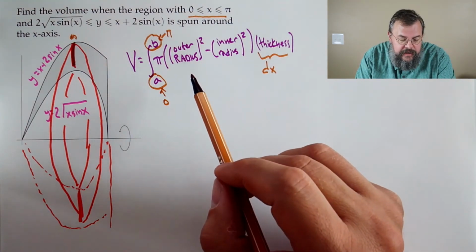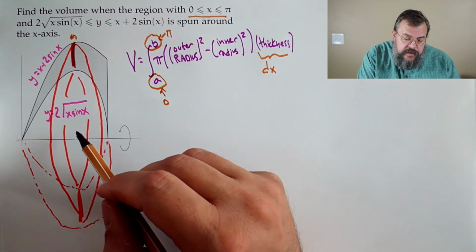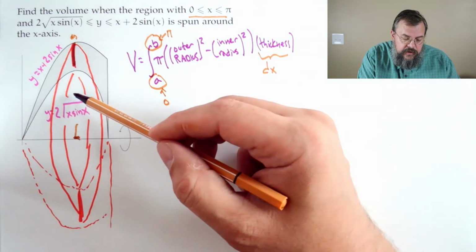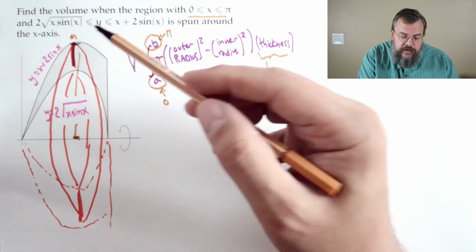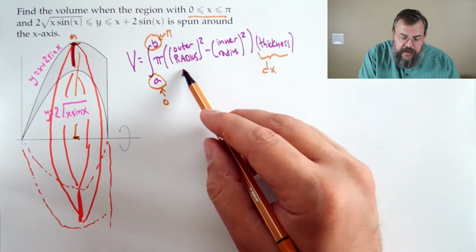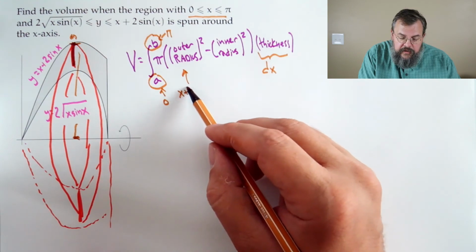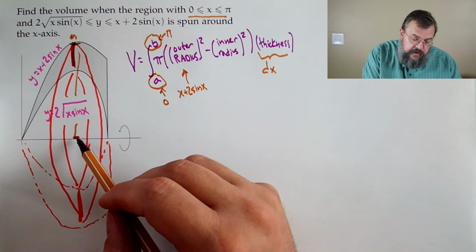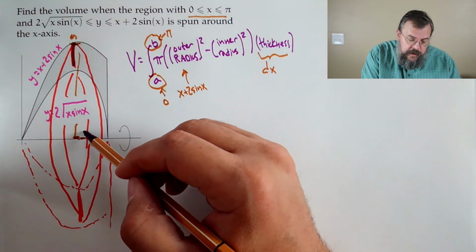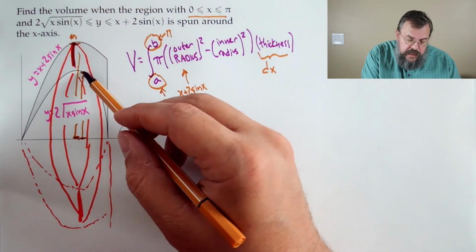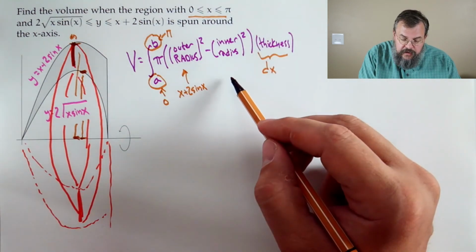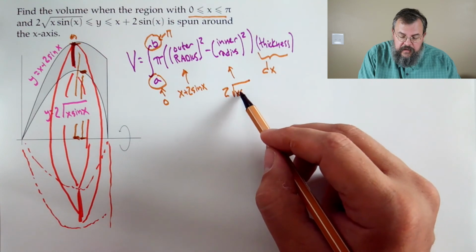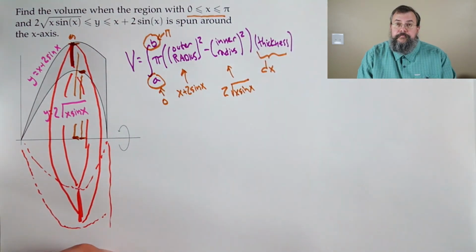Our outer radius. Well, we're spinning around the x-axis, so our outer radius is out to the further curve. So the outer radius is x plus 2 sine of x. The inner radius is, again, from the x-axis up to the inner curve. So that would be 2 root x sine x.